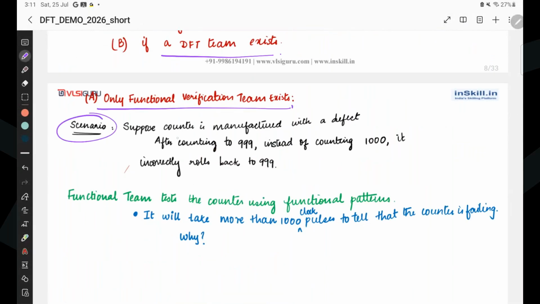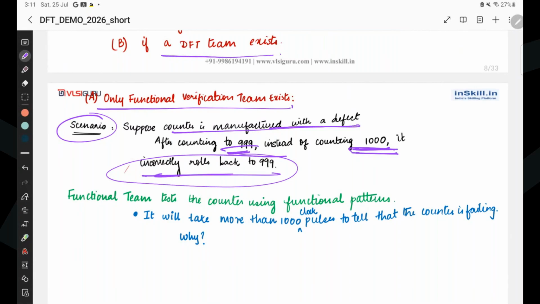The scenario is, suppose the counter is manufactured with a defect, so after counting 999, instead of counting 1000, it incorrectly rolls back to 999.